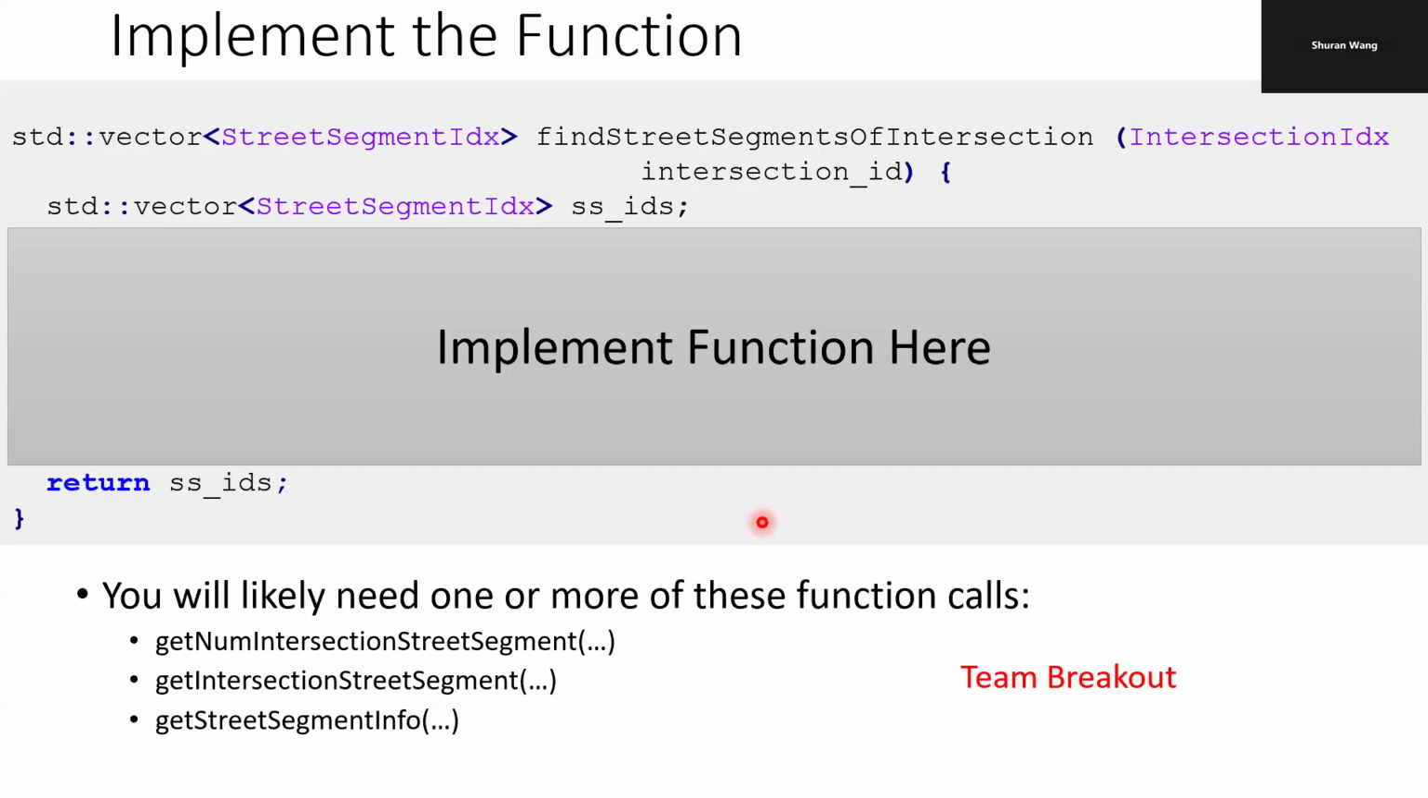Now let's try implementing this function, given the functions to use here. Any ideas on how to start with this function? Remember, we want to fill this return vector with the street segment IDs that are connected to the intersection index that's passed in. Let's open up a text editor or anything to start thinking how to do this. You'll likely need to use some of these functions, right?